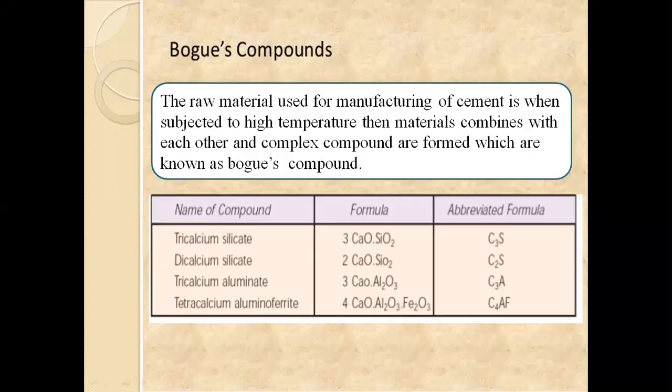In continuation with the topic cement, we go for the next point, that is Bogue compounds. When the raw materials used for the manufacturing of the cement are subjected to high temperature, the materials combine with each other and complex compounds are formed, which are known as the Bogue compounds.